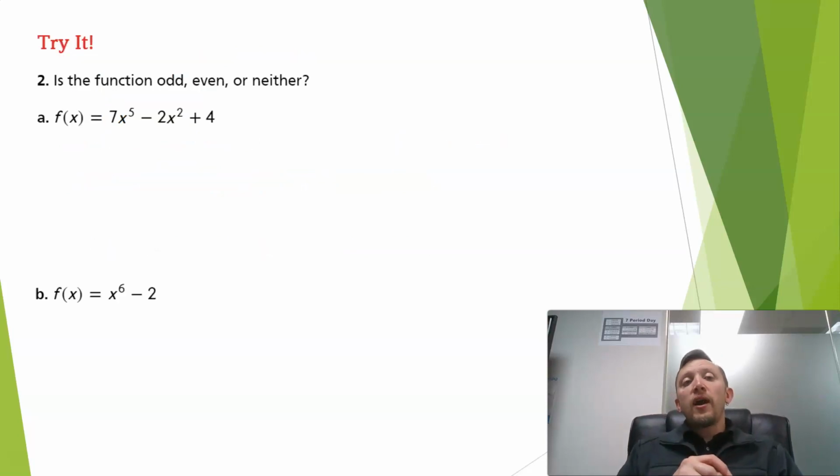All right, now I want you to try it with these two problems. So here we have 7x to the fifth minus 2x squared plus 4 and x to the 6 minus 2. So I want you to test it. Again, the only way that you can test this is using a negative x, putting it in there for x. So go ahead and pause the video and try that for both of these problems and see what you get. And hit play when you're ready to check to see if you've done it correctly.